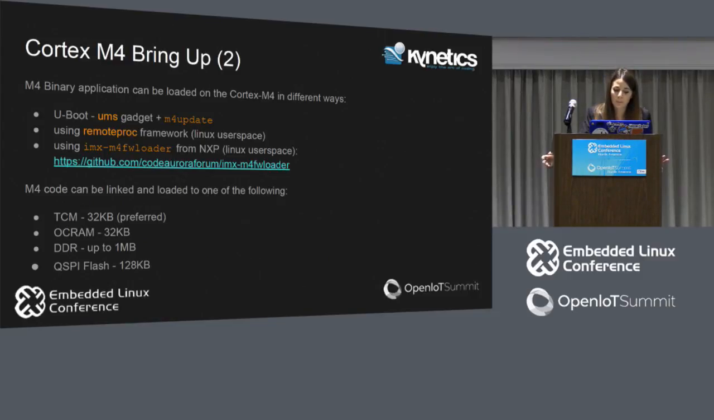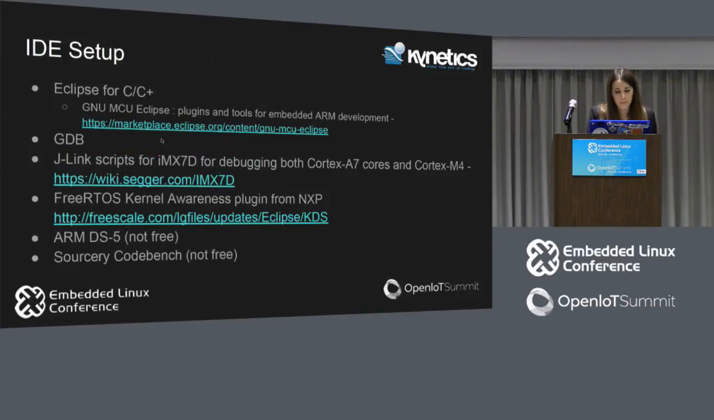The preferred memory is usually the TCM, the tightly coupled memory, because it's a small, fast memory dedicated entirely to the Cortex-M4. The drawback is that it's only 32 kilobytes, so you have to make sure that your FreeRTOS application is optimized to fit into this small size.